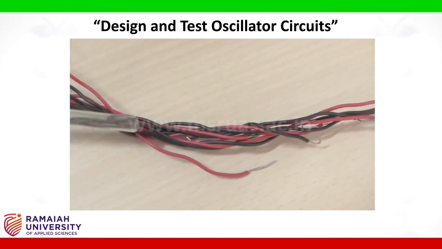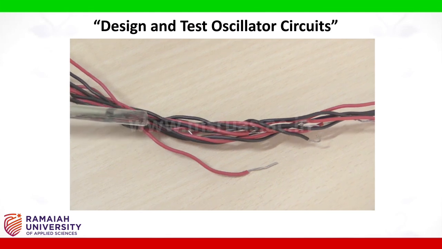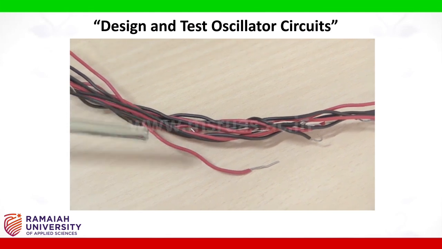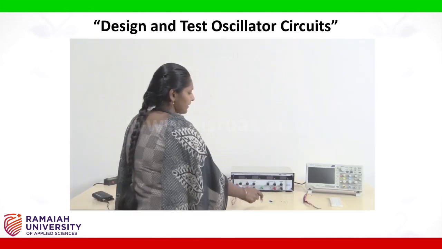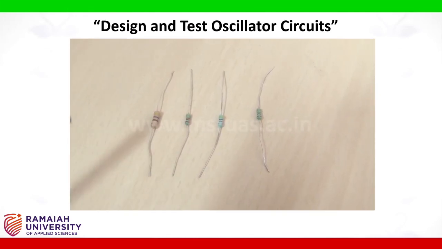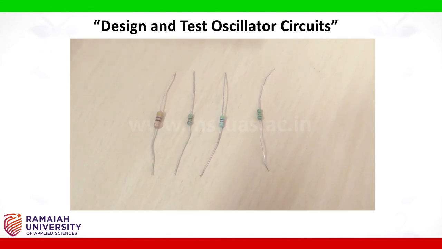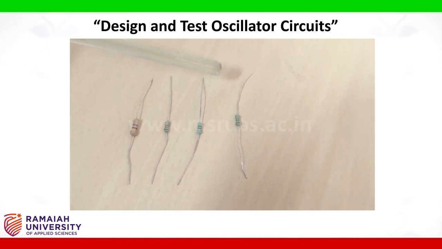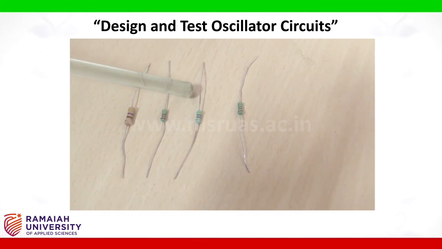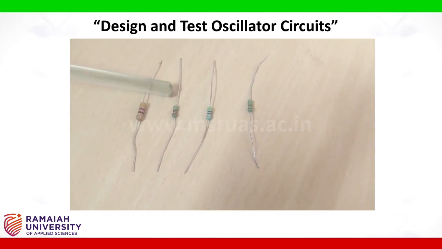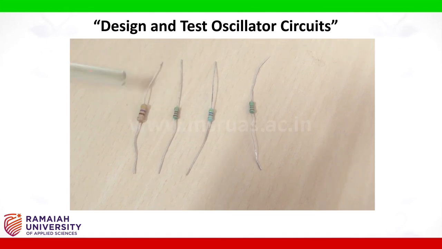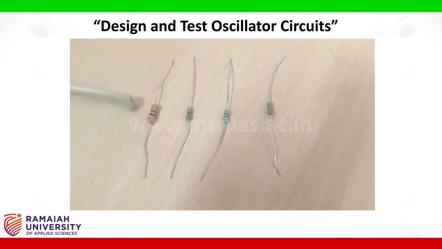Connecting wires. These are the connecting wires used in this experiment. They can be used to connect various components required to form the circuit. Resistors. These are the resistors used in this experiment. This is 22 kilo ohm resistor. This is 4.7 kilo ohm resistor. This is 2.2 kilo ohm resistor and this is 470 ohms resistor.